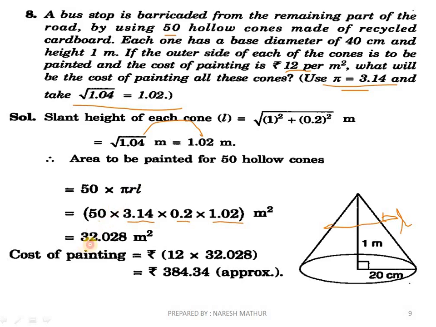And it will be multiplied by 50 because the total number of cones is 50. So we'll get 32.028 meter square, and the cost is given as 12 rupees per meter square, so it will be multiplied by 12. So we'll get approximately 384.34 rupees. That will be the total cost of painting those 50 hollow cones.